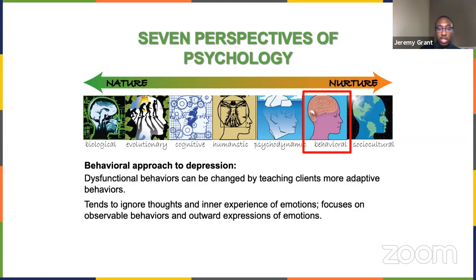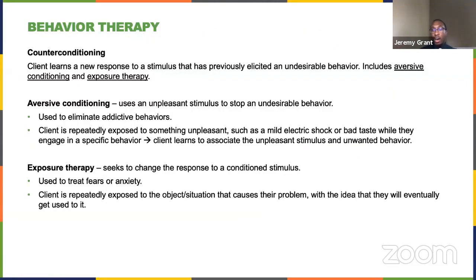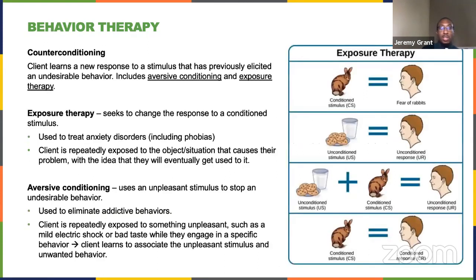Behavior therapists often use classical conditioning, other kinds of learning strategies to help people with their depression or with other aspects of psychological disorders. They might use things such as counter conditioning. So when a stimulus is paired with something that is either aversive or something that is more helpful to kind of remove the association that would lead to negative outcomes. A quick example of this would be exposure therapy.